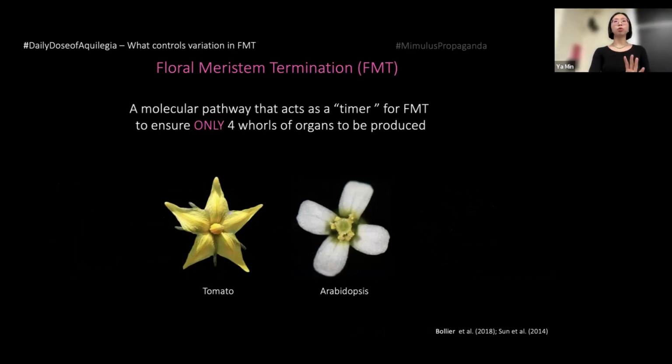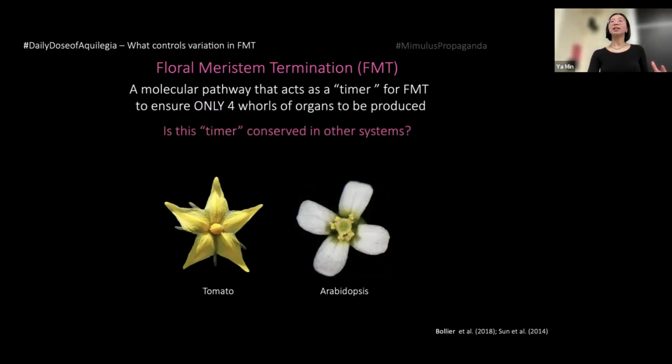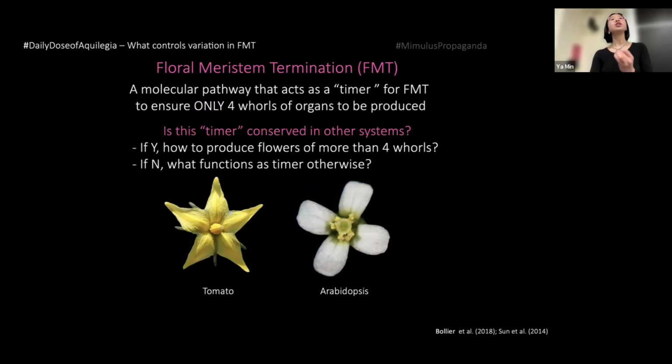Although this result is super cool, it raises some obvious questions if we put things in an evolutionary perspective, because a lot more flowers have way more than 4 whorls of organs, right? So is this timer mechanism conserved in other flowers? If yes, how does it produce flowers of more than 4 whorls? And if no, what functions as a timer otherwise? For this important question, we cannot use Arabidopsis or tomato to study it because they belong to lineages that have the whorl number super canalized.